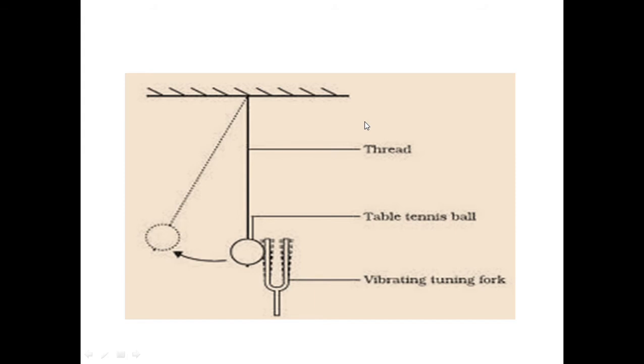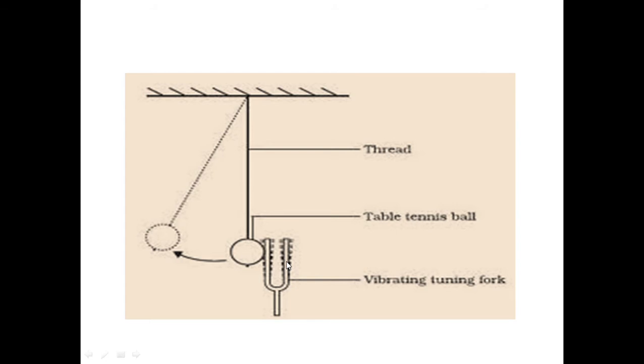Here, the activity 11.2 given in your textbook. For that activity, you need a tuning fork, a stand, a piece of thread, a small polystyrene ball. Here I have used a table tennis ball. Method: hang the table tennis ball or a small polystyrene ball using a piece of thread as shown in the figure. Vibrate the tuning fork and bring it close to the polystyrene or table tennis ball.